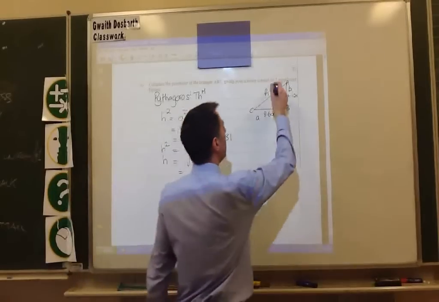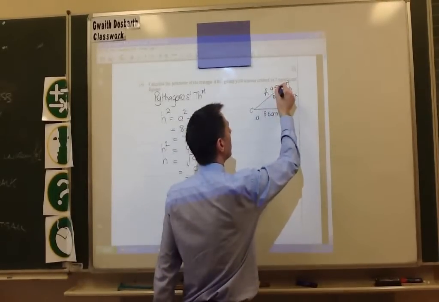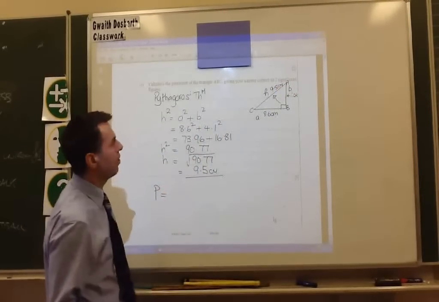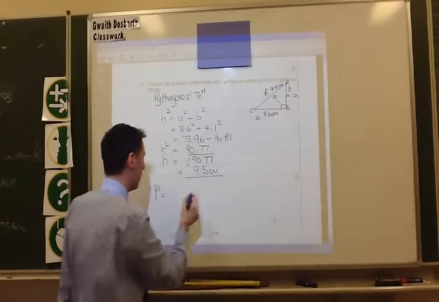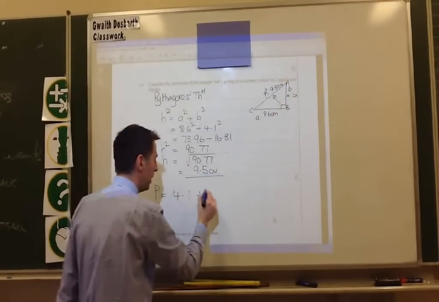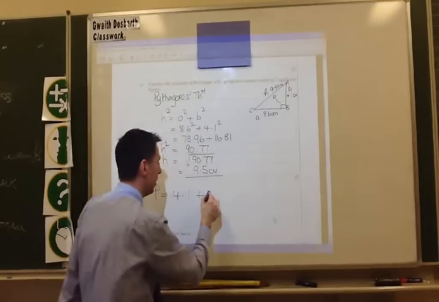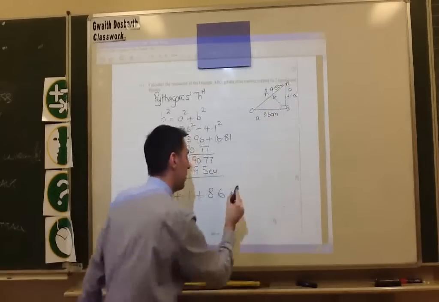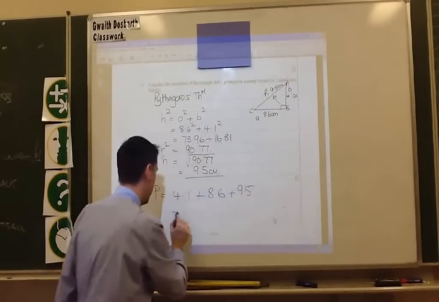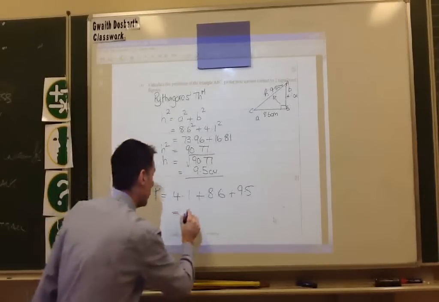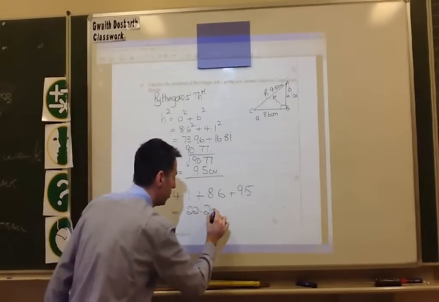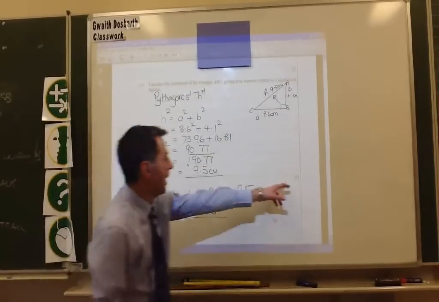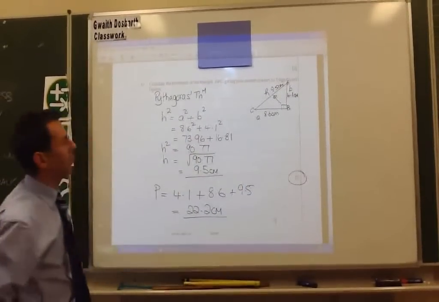So now that I've got that, I'm just going to drop it on there so I can see what I've got. And now I'm in a position to work out the perimeter of the triangle. So if we start at A, we go from A to B, which is 4.1, plus we go from B to C, which is 8.6, and then we use the length that we found, which is C to A, which is 9.5. When we add those three together, we get an answer of 22.2 centimetres, which is the perimeter of the triangle.